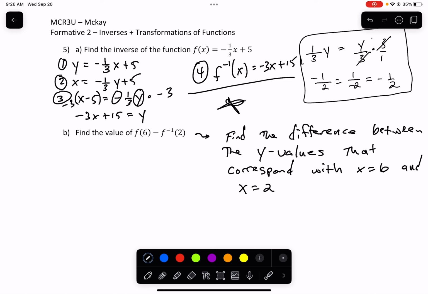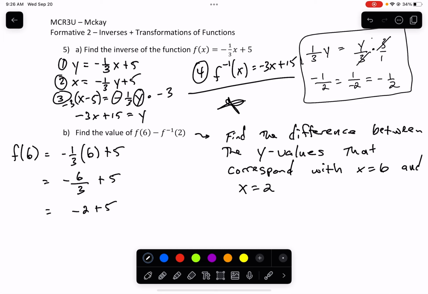So you're going to input the x value, get a y out, subtract the two outputs. Right? So f of 6. F is referencing the original function. F of 6 is going to equal negative 1/3 times 6 plus 5. What's negative 1/3 of 6? Negative 6 by 3 plus 5. What's that? Yeah? So we get positive 3. Everyone agree? That would be the output of the original function evaluated at x equals 6.